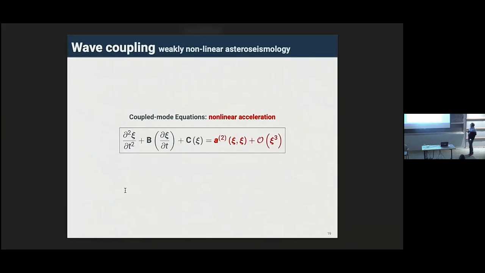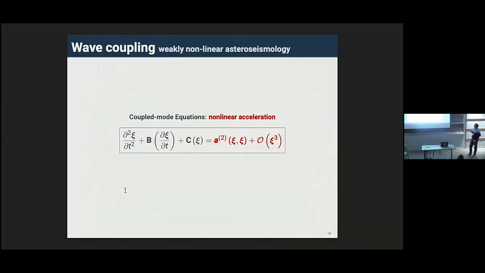Now, in the case of wave coupling, or in the case of weakly nonlinear asteroseismology, we can add another term on the right-hand side that corresponds to a nonlinear acceleration, and then we obtain what we call the coupled mode equations. Now, this is a very simplistic way of writing down this equation, but it consists of quite a few terms on the right-hand side.